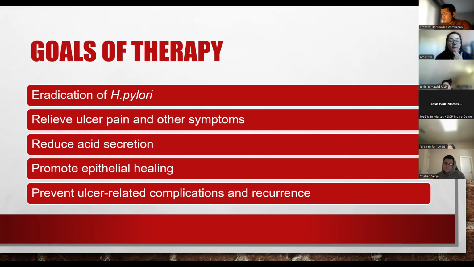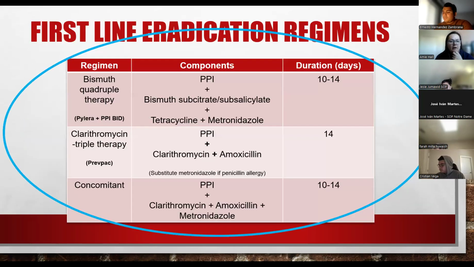H. pylori is very tricky to treat. It requires 3 to 4 drug regimens. Our first line regimens for eradication are going to be bismuth quadruple therapies. We have new drugs available, that would be Pylera plus a PPI twice a day. So we have bismuth subcitrate or subsalicylate plus tetracycline plus metronidazole plus a PPI.